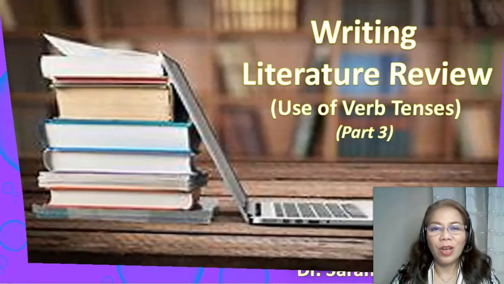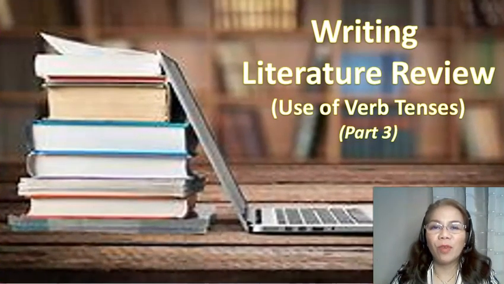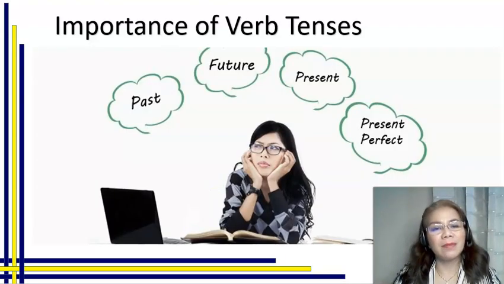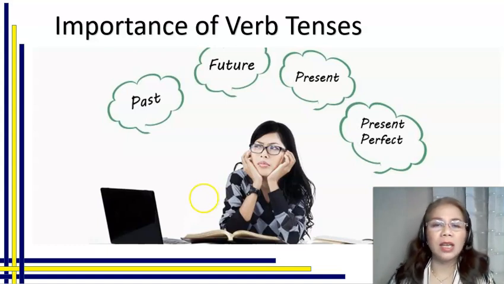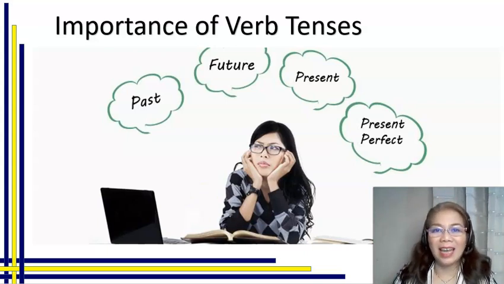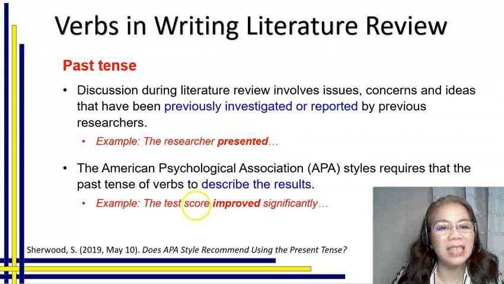In this video, you are going to learn the use of verb tenses as you write your literature review. Now, many times, we are confused as to which tense should be used when we write our literature review. Should it be past tense, present tense, future tense, or present perfect? Worry no more, because in this video, we are going to discuss one by one when to use each of these tenses in your literature writing. Okay? So, we will start with past tense.